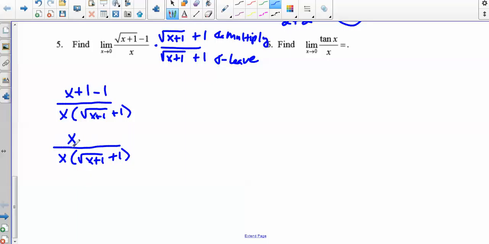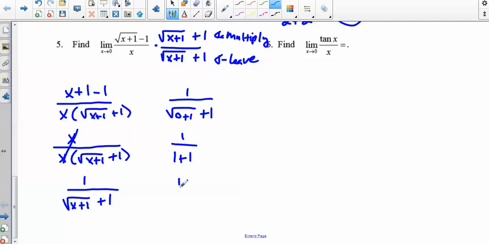And now my x and my x cancel. You need something in your numerator to hold that place, so I'm going to put a 1 there, over square root of x plus 1 plus 1. So now when I do direct substitution, I should no longer get 0 over 0. I should be able to get an answer. So I'm going to substitute the 0 in for the x, and I have 1 over square root of 0 plus 1 plus 1. Square root of 1 is 1, so I have 1 over 1 plus 1. My final answer is 1/2.